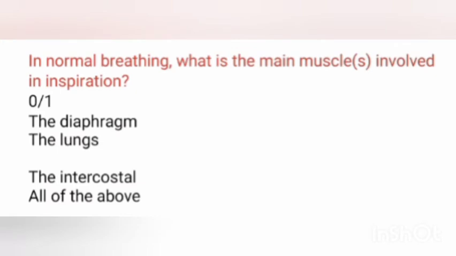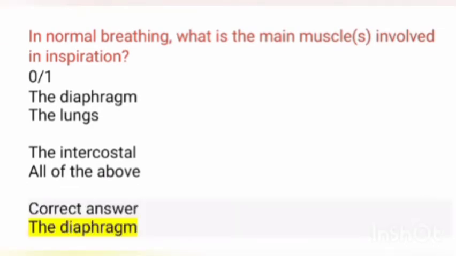Next question, in normal breathing, what is the main muscle involved in inspiration? The options are the diaphragm, the lungs, the intercostals and all of the above. Correct answer is the diaphragm. Diaphragm is the main muscle involved in inspiration.